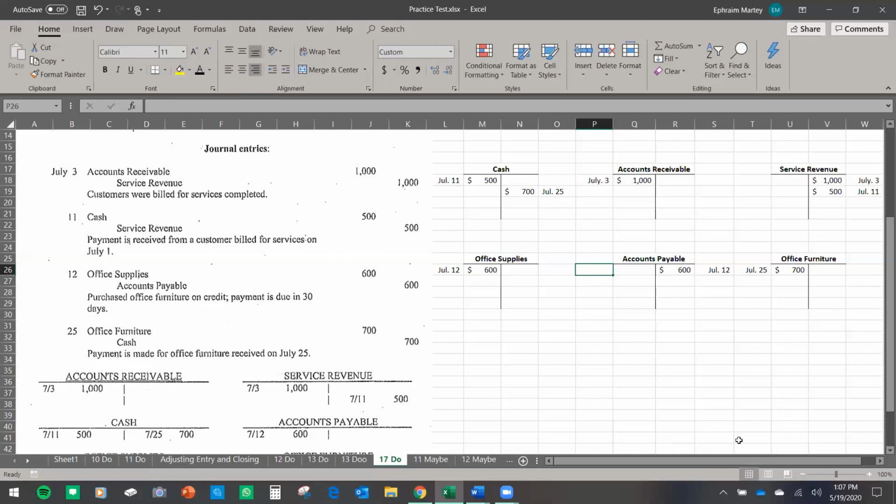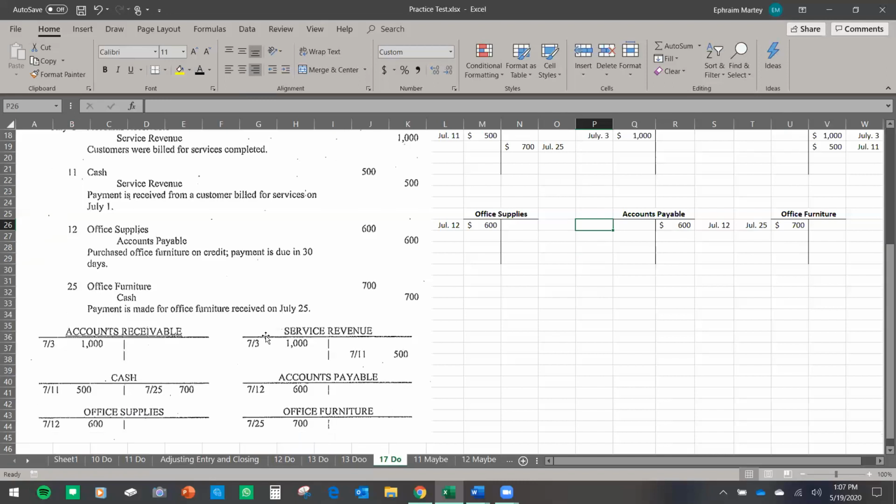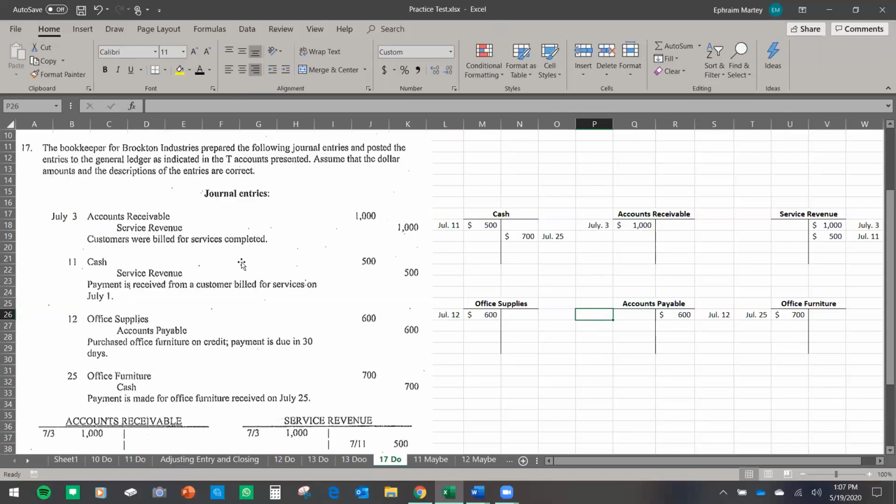So this is the most correct one. This is the perfect one. This is the perfect entry that was supposed to be generalized. So these ones are wrong. When you take it from your journal entry to your T account, if it's debit, it has to go to debit, right here. If this one is credit, it has to go to credit. You just copy and paste or match it.